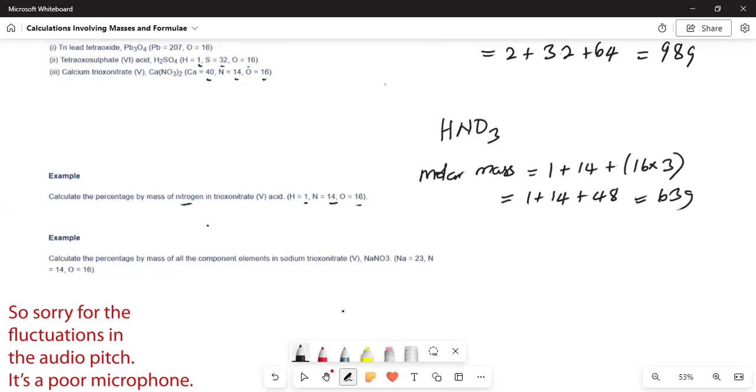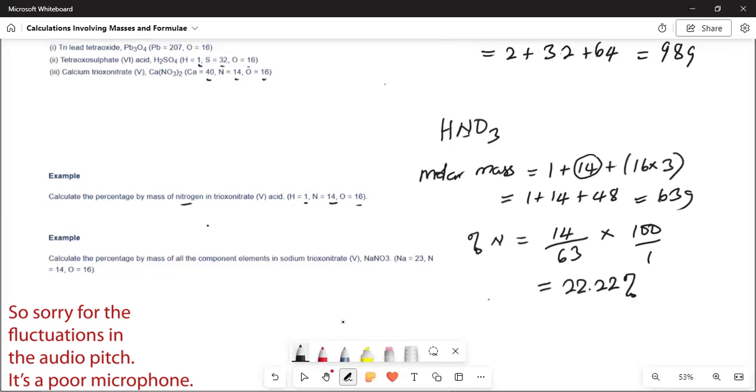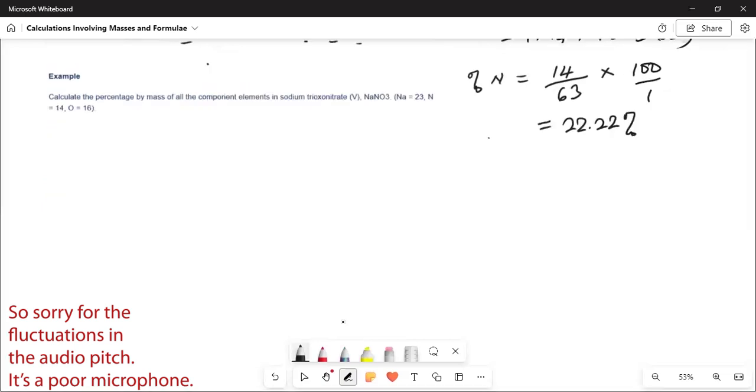Now, in HNO3, what is the mass of nitrogen then? 14, because you have only one atom of nitrogen, and one atom of nitrogen is 14 as a relative atomic mass. The percentage by mass of nitrogen is 14 divided by the molar mass of nitric acid, which is 63, multiplied by 100. 14 divided by 63 multiplied by 100 is 22.22%.